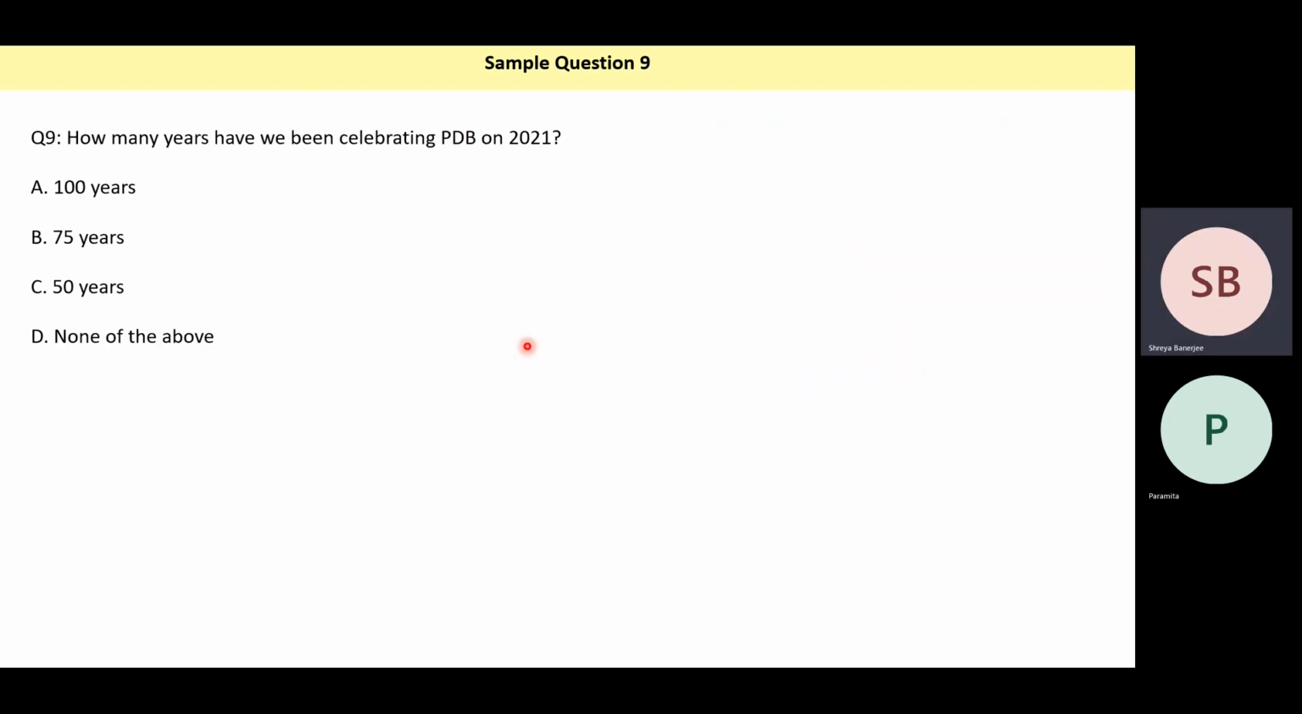The ninth question is: how many years have we been celebrating PDB in 2021? So basically, from the year that PDB was started till 2021, how many years has it been?